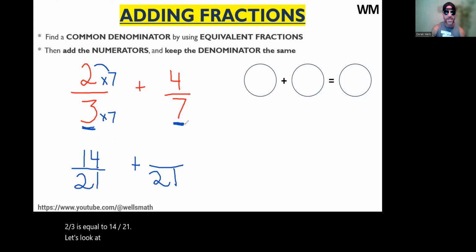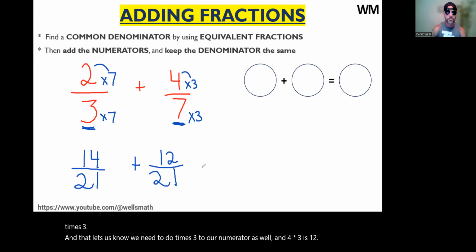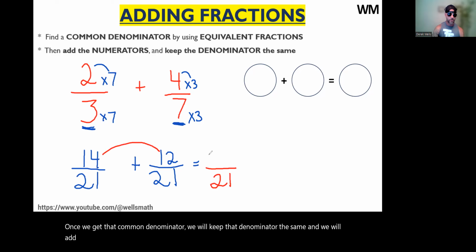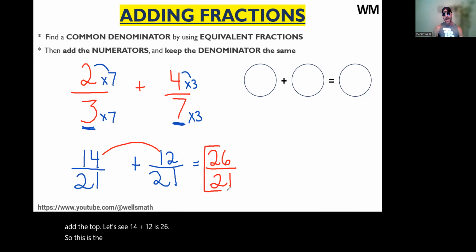Let's look at our second fraction. How did we turn the 7 into a 21? Well, we just multiplied it times 3. That lets us know we need to do times 3 to our numerator as well. And 4 times 3 is 12. Once we get that common denominator, we will keep that denominator the same, and we will add the top. Let's see, 14 plus 12 is 26.